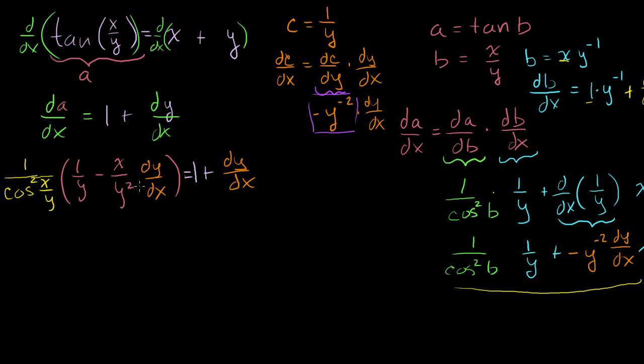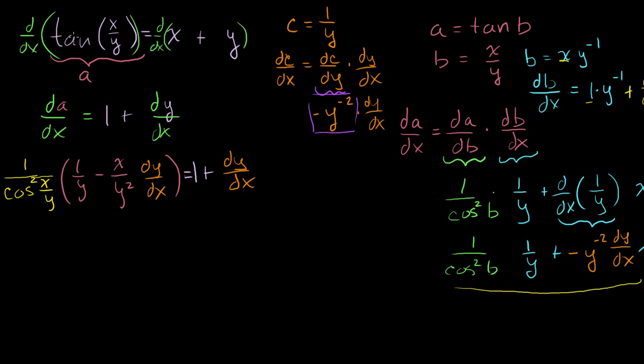So let me just review how we got here. I went through the chain rule at every step of the way, but once you get the hang of it, you can literally just go straight down this way. The way you think about it is, the right-hand side, I think you get it. Derivative of x is 1. Derivative of y with respect to x, well, that's just dy/dx. But the left-hand side, you take the derivative of the whole thing with respect to x over y.